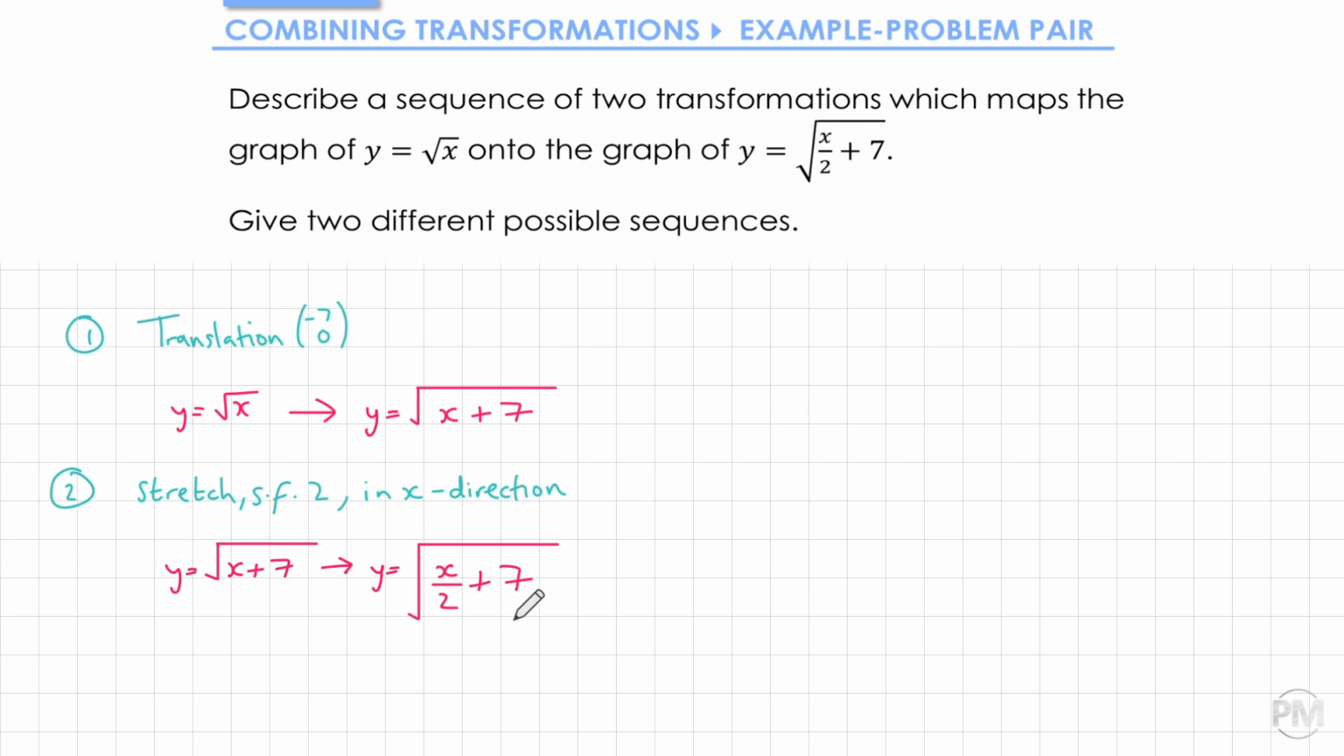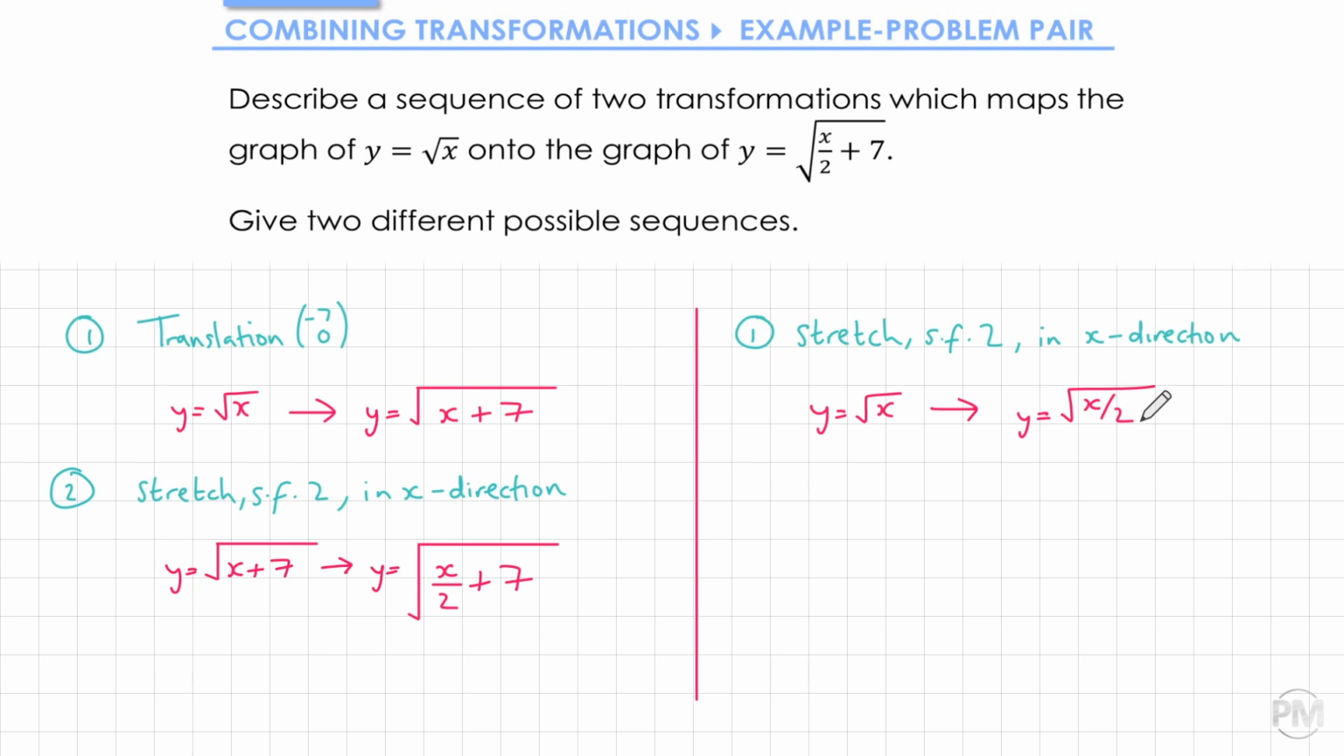If we do the transformations in that order, you should find that it's relatively straightforward. Let's have a look what happens if we try to reverse the order of the transformations. First of all, we'll apply the stretch of scale factor 2. That gets us from y equals root x to y equals root x over 2.